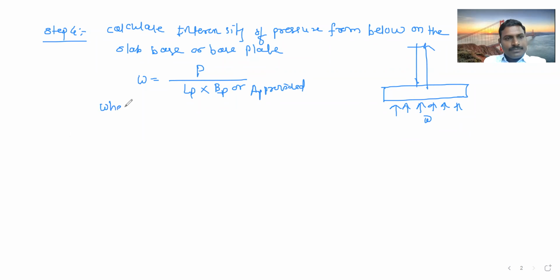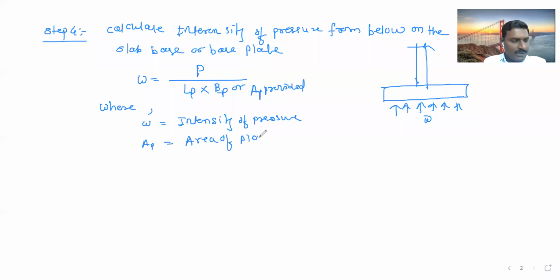So where W is equal to intensity of pressure, and AP is equal to area of plate, or area of base plate, provided. How much area of base plate we are providing in mm square, that we have to calculate. So this is the intensity of pressure. Then step 5.